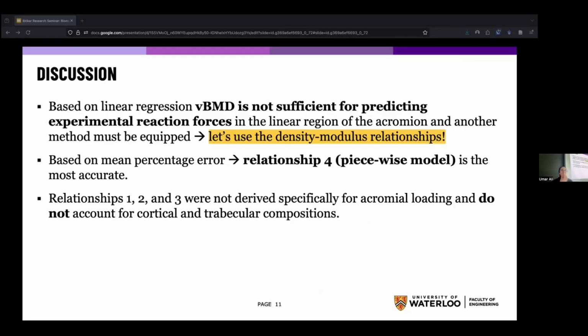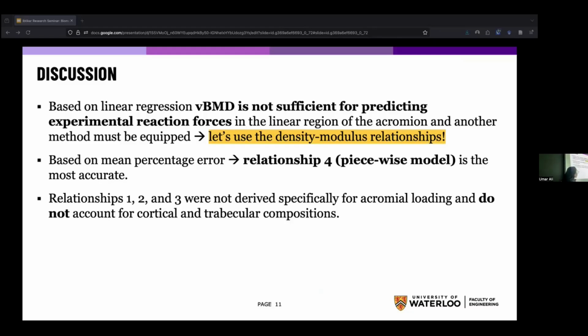And so again, this proves that the method currently used in this field is not the best, which is the VBMD as a predictor. And so we should definitely consider using density modulus relationships. We determined that this relationship 4 was the most accurate, in the sense that it was able to get as close to the expected result as we could get.